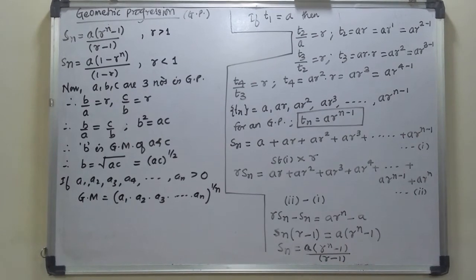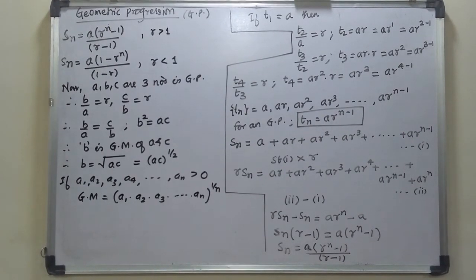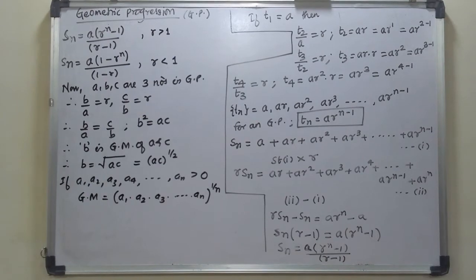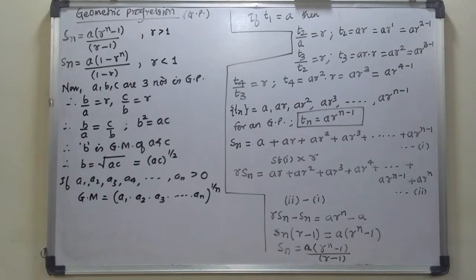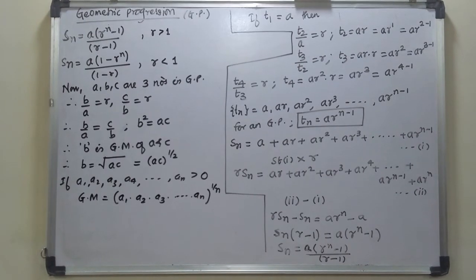That is, your nth term is AR raised to n minus 1 when it is in GP, where R stands for the common ratio. And the sum of n terms is A into R raised to n minus 1 upon R minus 1 when the ratio is greater than 1, and if it is less than 1, it is A into 1 minus R raised to n upon 1 minus R. Okay, let us go to the questions.